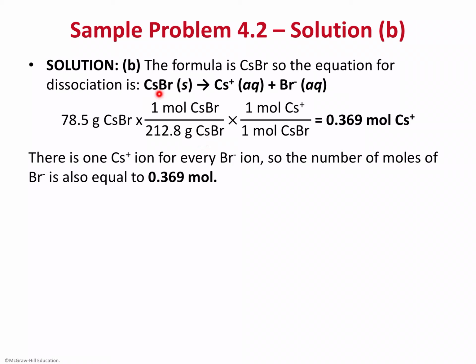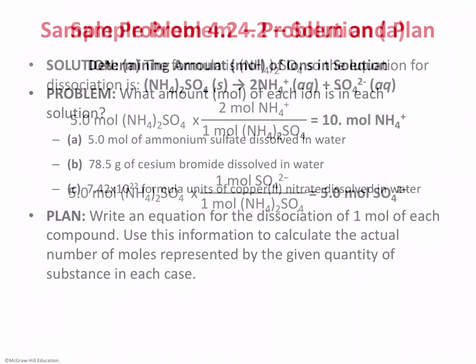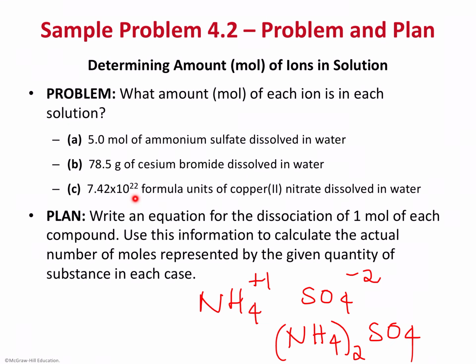When you put solid cesium bromide into water, since it's an ionic compound, it's going to dissociate into ions: 1 cesium ion and 1 bromide ion. Once you find the number of moles, 1 mole of cesium bromide has 1 mole of cesium, so 0.369 moles when you do this calculation. And it's the same number of moles of bromide, also 0.369.